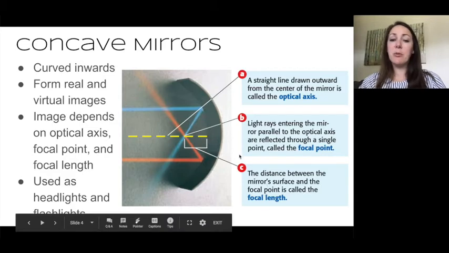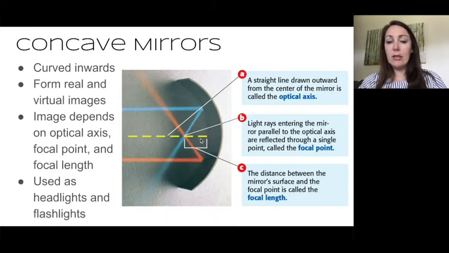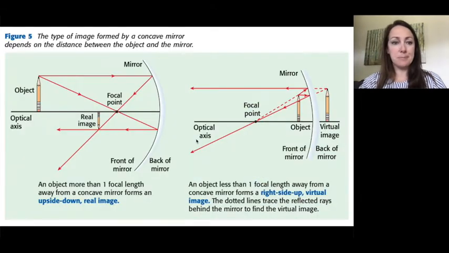The distance between the mirror's surface and the focal point, which is right here, is called the focal length. So from the mirror to where the focal point is, that is your focal length.